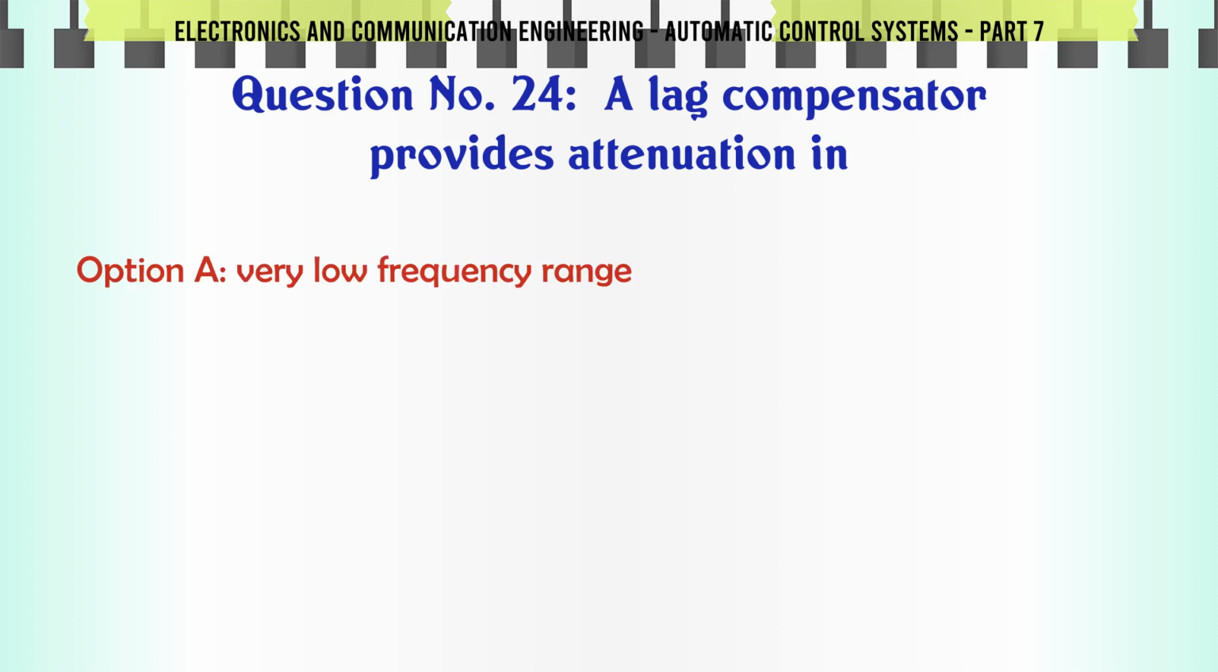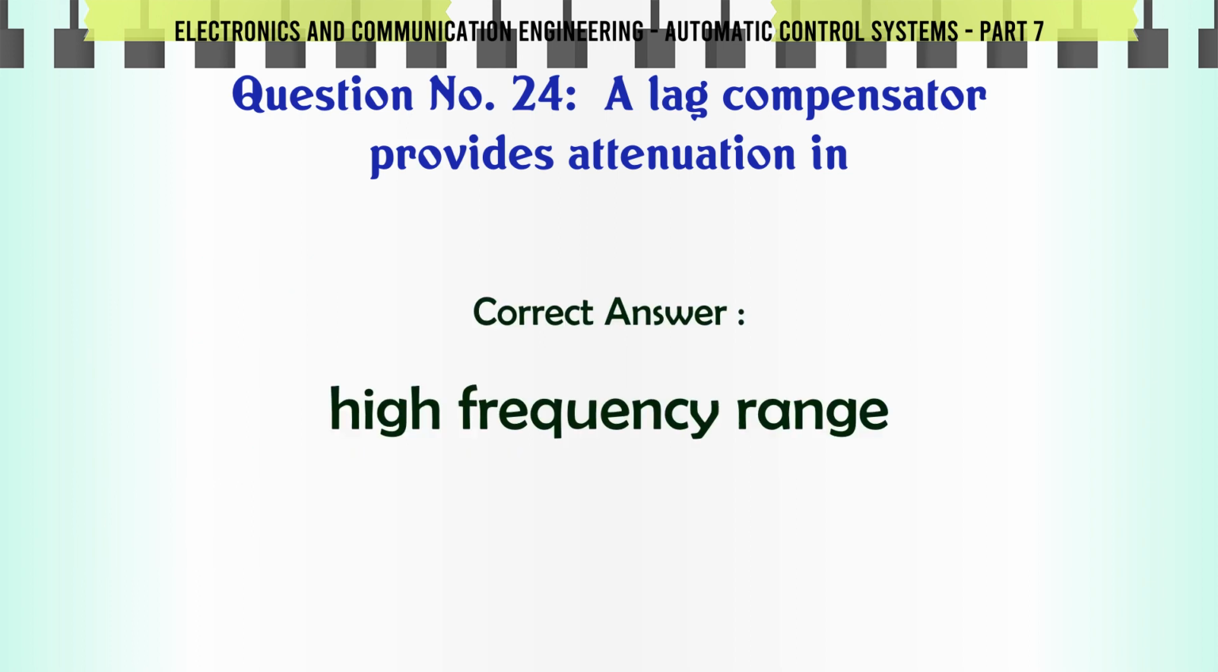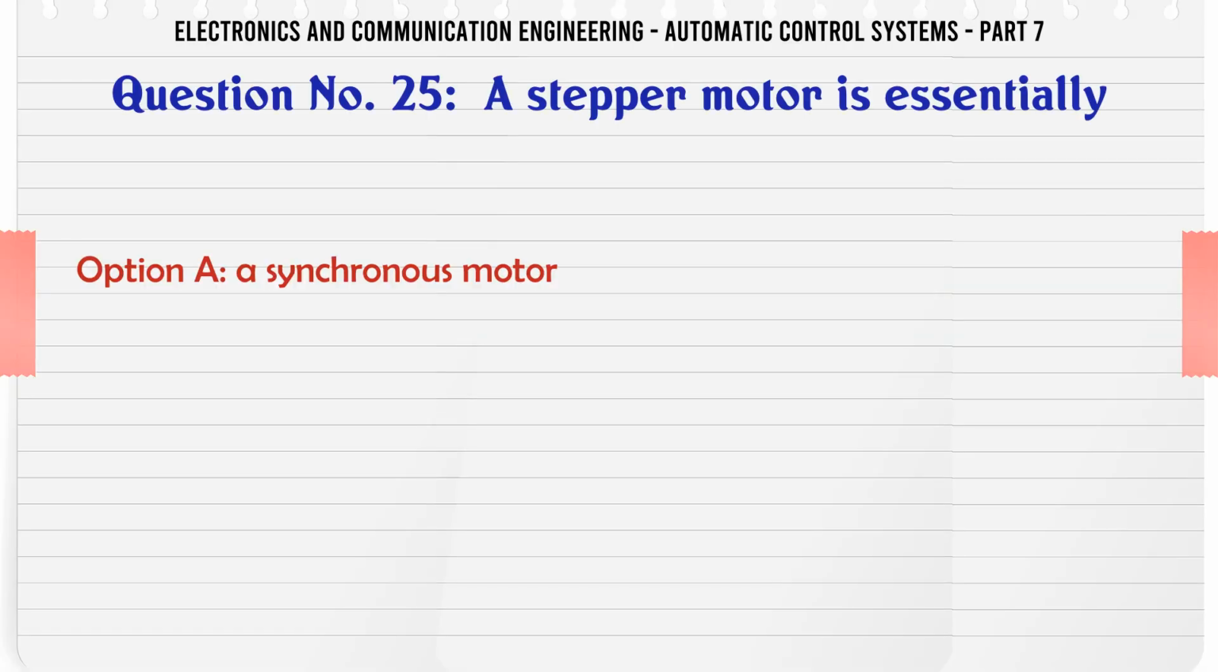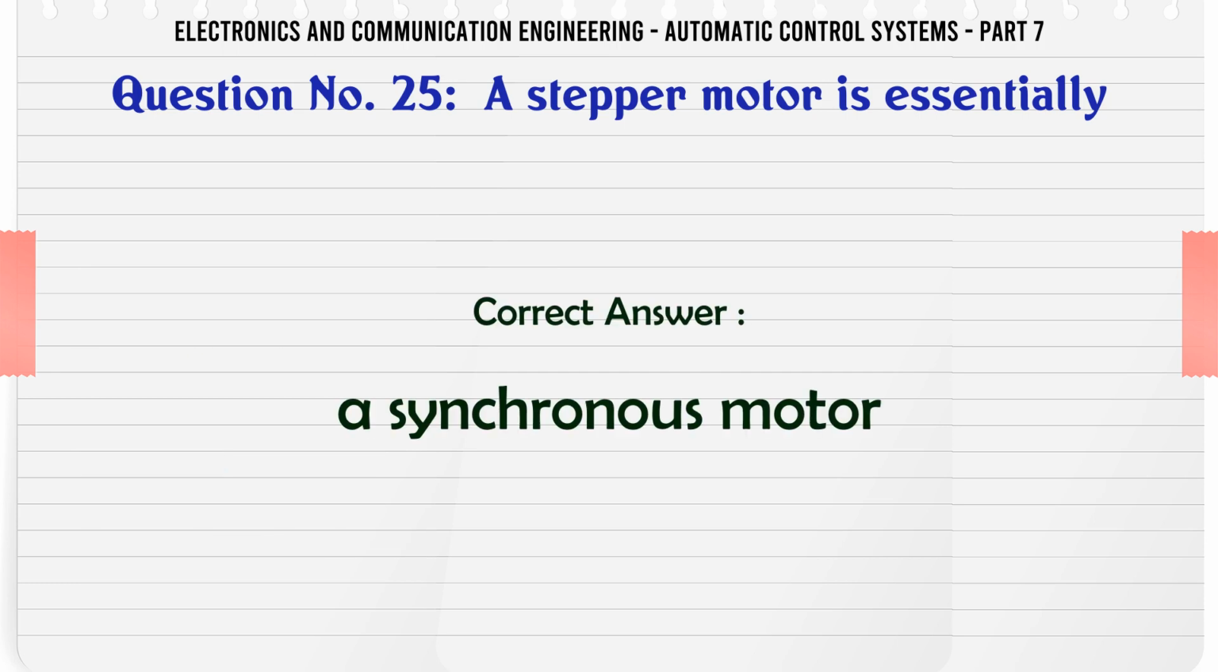A lag compensator provides attenuation in A. very low frequency range, B. low frequency range, C. high frequency range, D. none of the above. The correct answer is high frequency range. A stepper motor is essentially A. synchronous motor, B. induction motor, C. DC motor, D. either B or C. The correct answer is a synchronous motor.